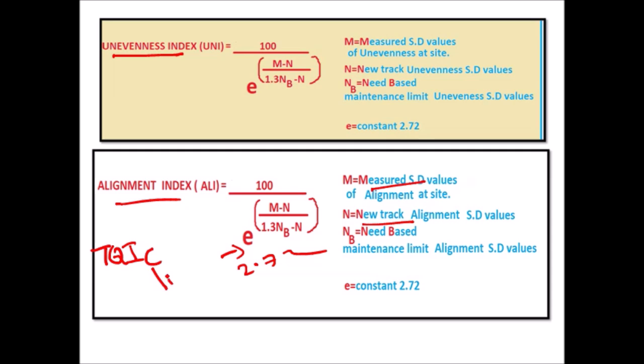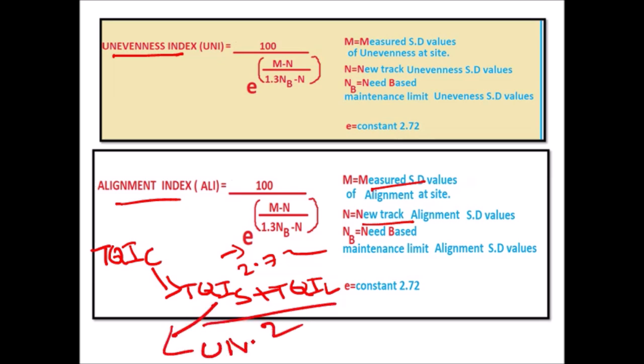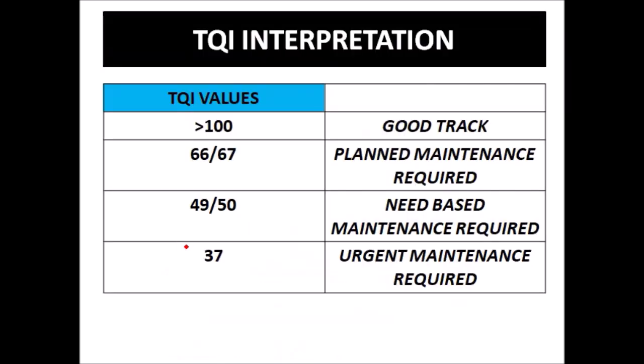So now you know how to calculate TQIC, which is TQIS plus TQIL by 2. TQIS depends on unevenness index and alignment index. TQIL also depends on unevenness index and alignment index. So once you know these indices, you can calculate TQIS and TQIL. Once you know these two, you can calculate TQIC, right? So I hope it is clear.